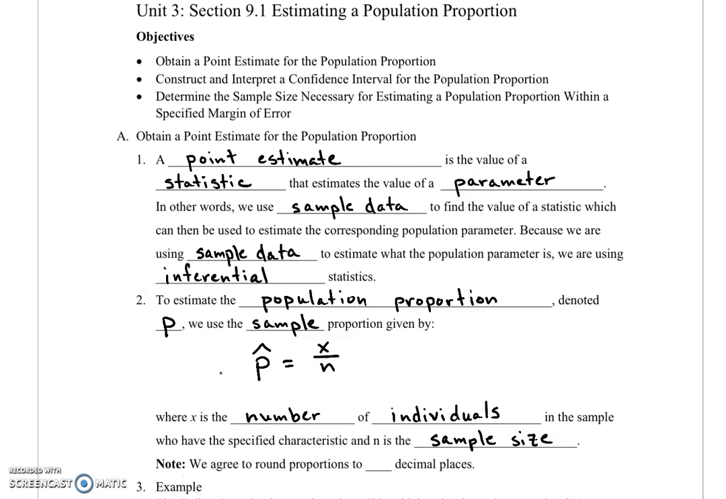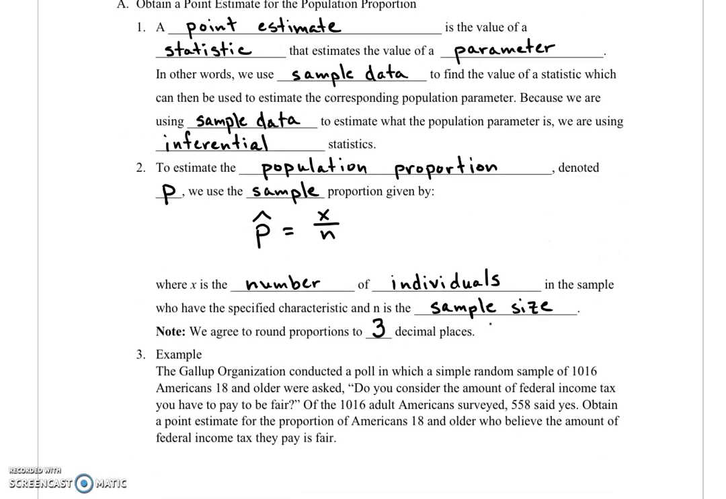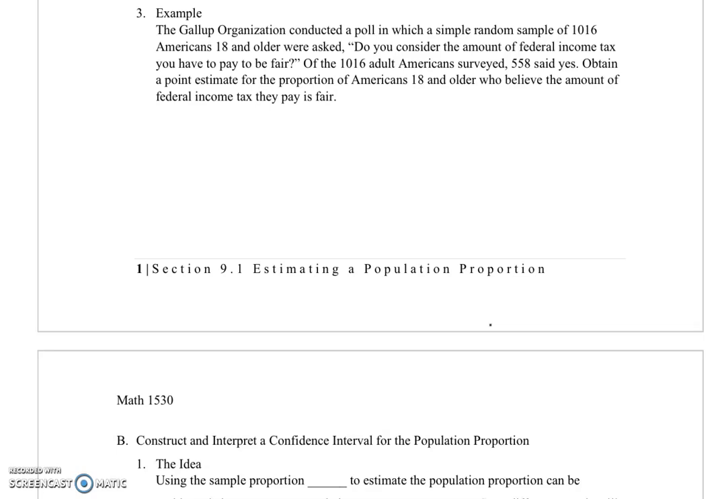Note, when we do these, we always sort of agree to round our proportions. So P hat and P, we're going to round to 3 decimal places. So let's look at an example. The Gallup organization conducted a poll in which a simple random sample of 1,016 Americans 18 and older were asked, do you consider the amount of federal income tax you have to pay to be fair? Of the 1,016 adult Americans surveyed, 558 said yes. Obtain the point estimate for the proportion of Americans aged 18 and older who believe the amount of federal income tax they pay is fair.